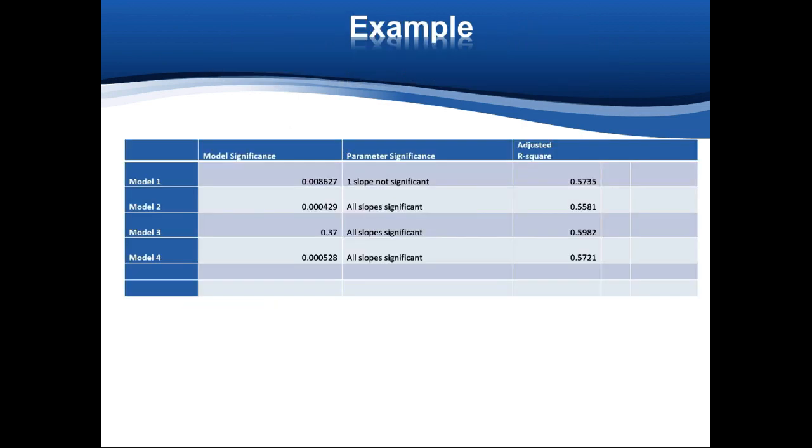Here is an example. Among those 4 combinations, Model 3, the model is not significant because the significant F 0.37 is bigger than 0.05. So Model 3 is not the best model option. For Model 1, one slope is not significant, so Model 1 is not the best model option. Model 2 and Model 4, the model is significant. All the slopes are significant. Those 2 are the best model candidates.